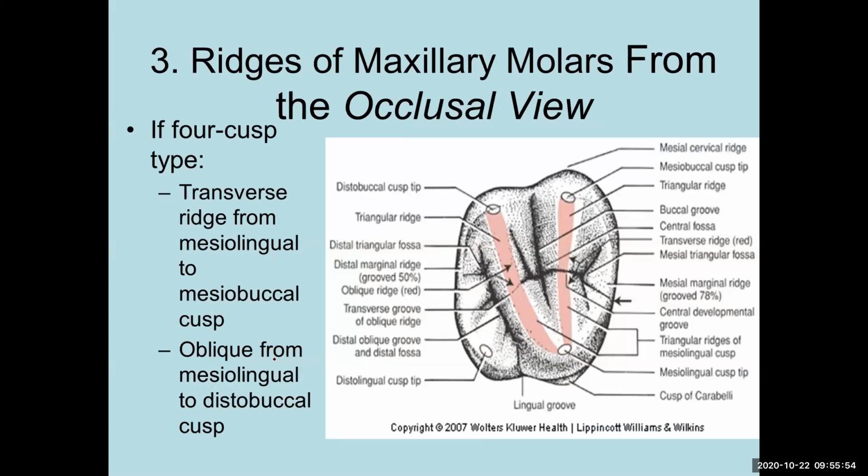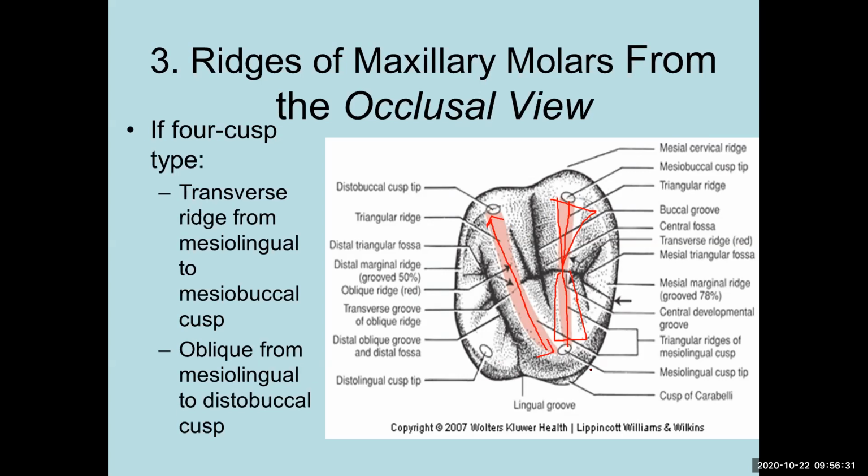This is from a different textbook, but you've usually got 4 cusps on a first molar, not including the cusp of Carabelli, but this is to illustrate what your drawing should have. You've got an oblique ridge here and a transverse ridge here. Remember, 2 triangular ridges that go from the buccal to the lingual make a transverse ridge. This is an oblique ridge because it goes from the distobuccal to the mesiolingual.